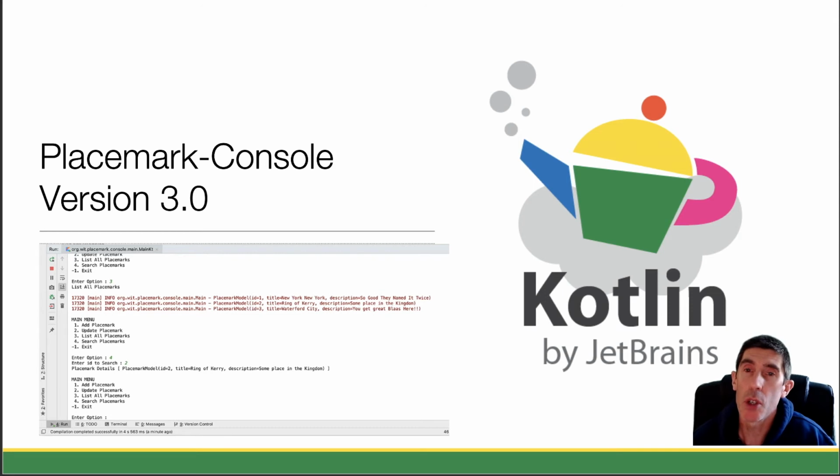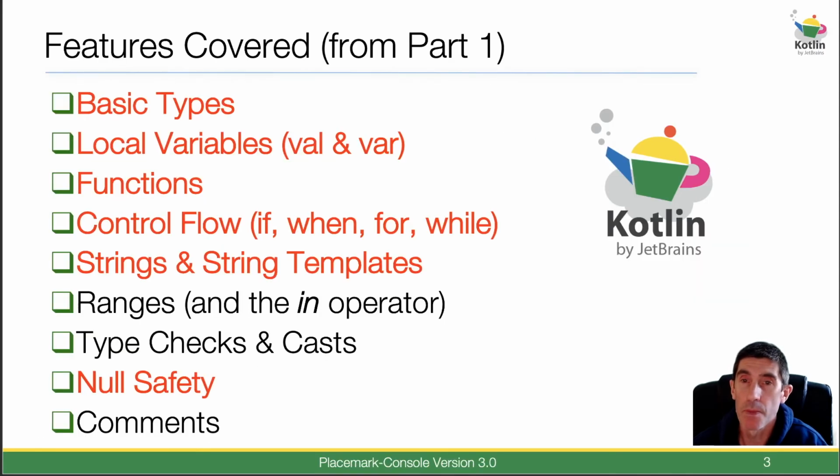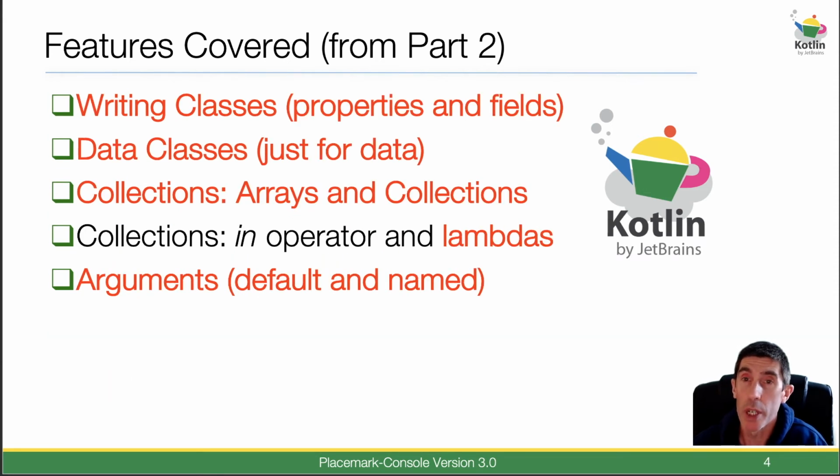Okay, welcome to our Placemark console version 3 walkthrough. This version is getting a little bit more complicated. We're bringing in a lot of other features, so just to quickly look at those. What we would have covered in part 1, we have all of those basic types, variables, functions, all the rest of it, same as the first two versions. But we now also have classes, data classes, collections and arrays, and also interfaces. And we're looking at lambdas, and arguments, both default and named. So there's a lot more in this version than in the last two versions.